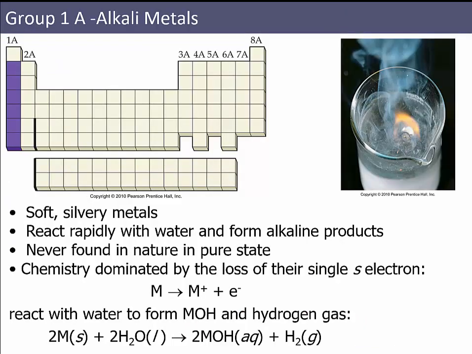The alkali metals are soft silvery metals. They react with water to form alkaline products. They're never found in nature in their pure state. Their chemistry is dominated by the loss of their single s electron, so an M. So our metal is going to form M+ and an electron. And they react with water to form a metal hydroxide and hydrogen gas.